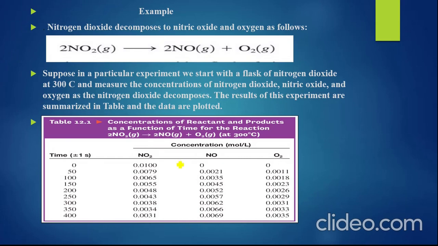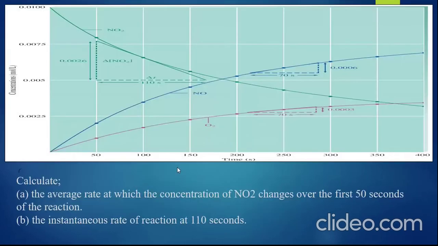Sometimes you can be given this data, they ask you to plot and later on determine the instantaneous rate. So you need to know that. Now in this case, this graph was plotted. So see what's happening here. Nitrogen dioxide is decreasing with time. While nitrogen dioxide is decreasing with time, oxygen and nitric oxide are increasing with time. You need to know that.